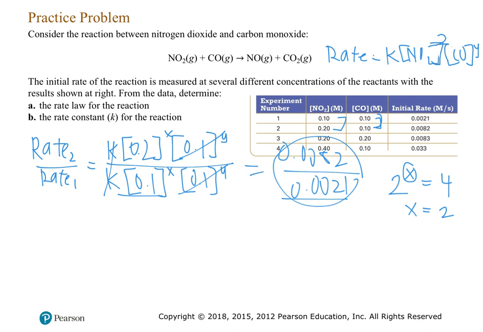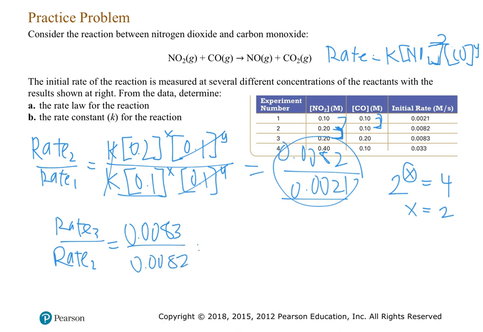And now we'll find it for carbon monoxide. So here for carbon monoxide, we want to find two experiments where nitrogen dioxide stays the same. So we'll do 2 and 3. So rate of 3 over rate of 2 equals 0.0083 over 0.0082 equals, and I'm not going to draw this out again, we know that they're going to cancel.